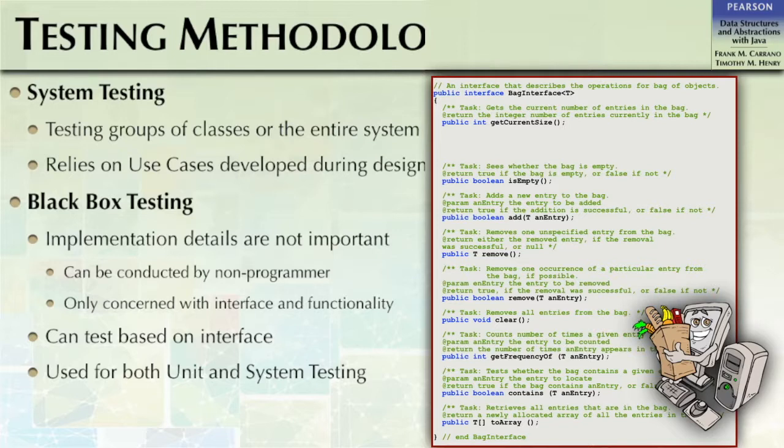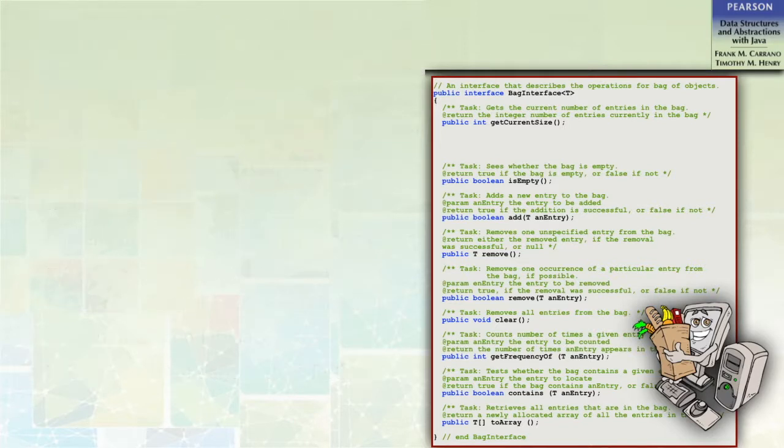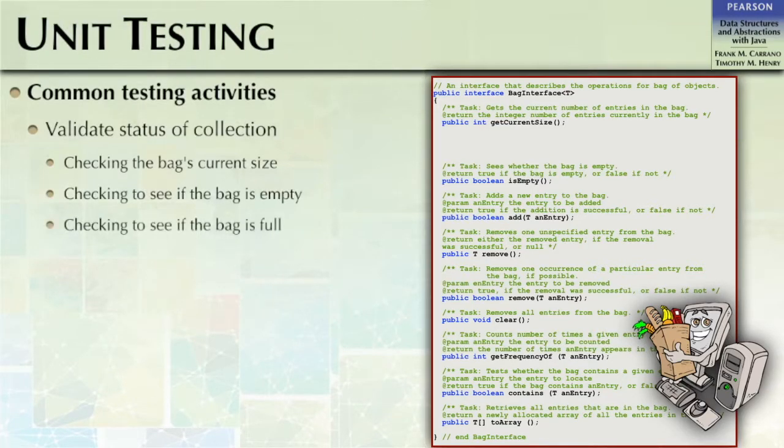Now let's look at some of the specifics of developing tests. First, for unit testing, we want to validate the status of our collection after we've added or removed items to our data structure. We want to ensure the bag is full or empty when it should be full or empty. And we want to display all of the items in the bag to validate that each item that should be in the bag is actually in the bag.